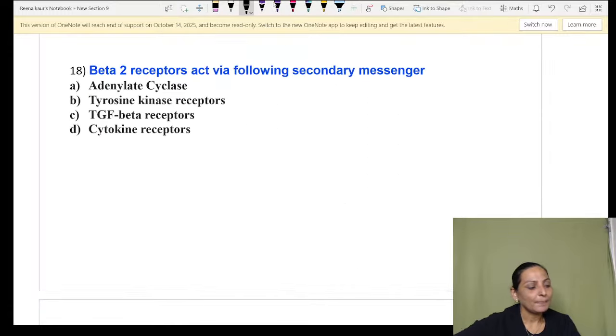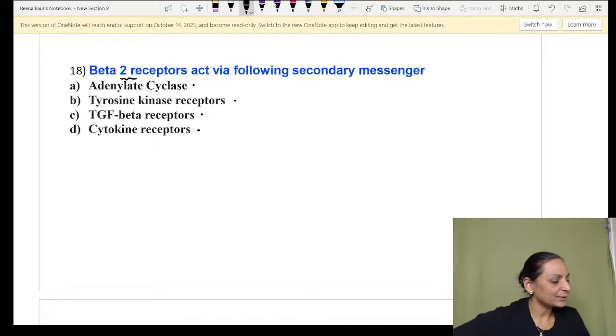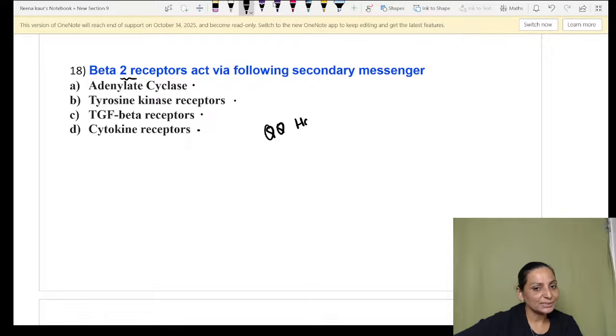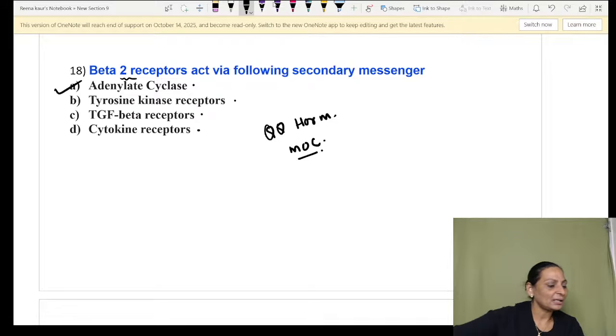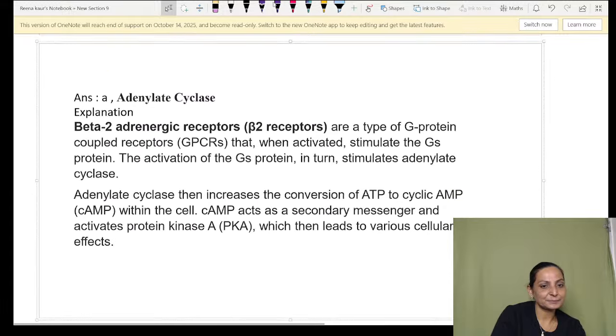Now, beta 2 receptors act via secondary messengers. Which of the following secondary messengers? Adenylate cyclase, tyrosine kinase receptors, transforming growth factor beta receptors, or cytokine receptors? This is again a very important question that is associated with endocrines and with the second messengers, or the mechanism of action of endocrines. So the correct answer is adenylate cyclase.